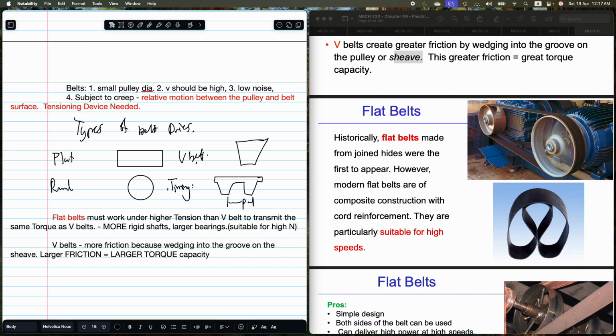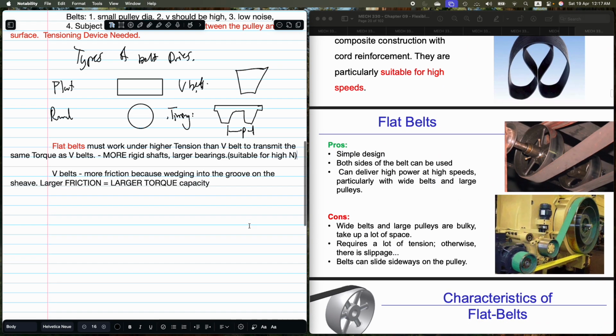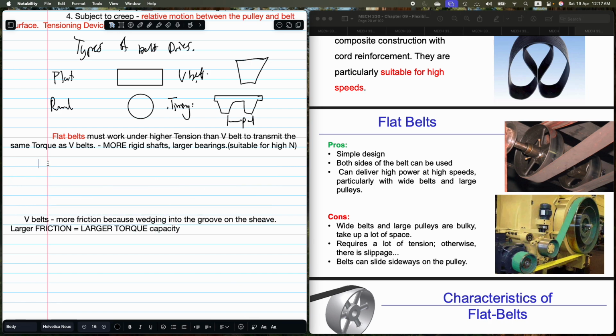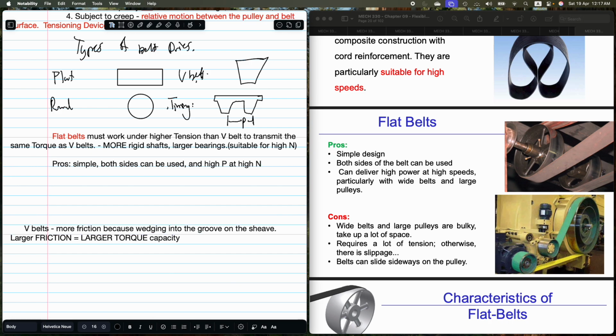Suitable for high end. Alright, cool. Flat belt pros. So maybe let's move this down here. Okay, so pros: simple, both sides can be used, and a high P at a high N. Alright, cool.